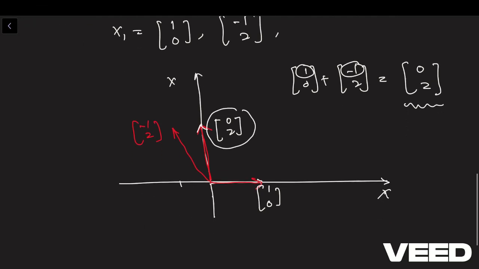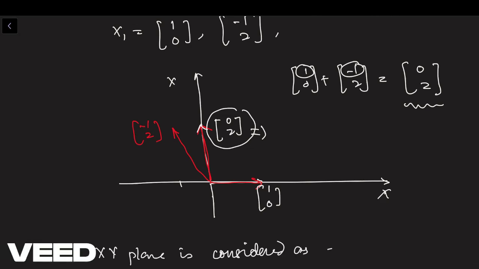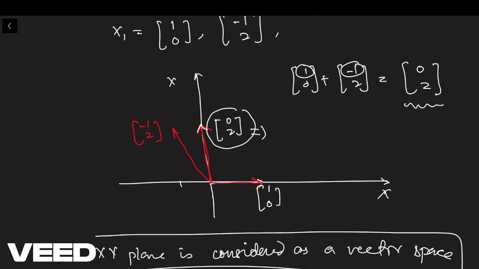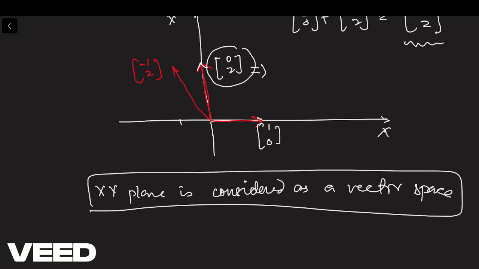So the idea of vector space is: when you add two 2-dimensional vectors, and you end up having the resultant vector in the same xy plane, like this one, then this xy plane is regarded or considered as a vector space. The whole xy plane can be considered as a vector space. What are the criteria, the conditions? Two conditions must be fulfilled for a vector space.